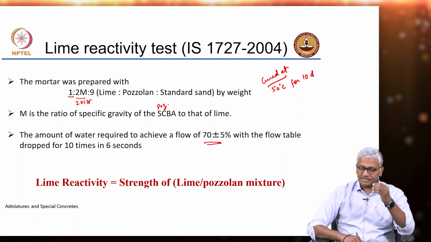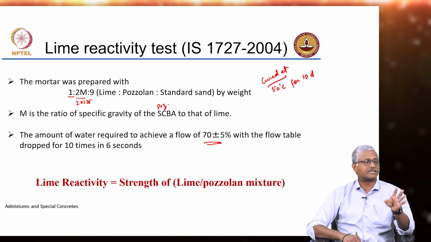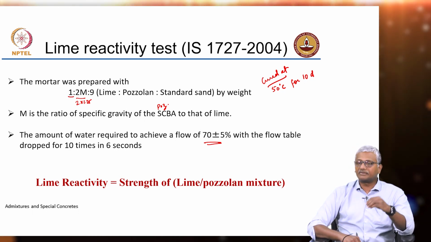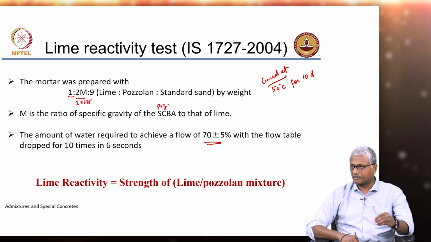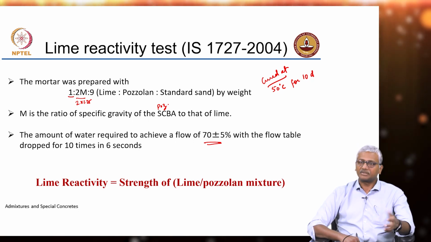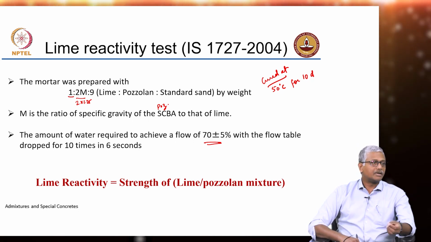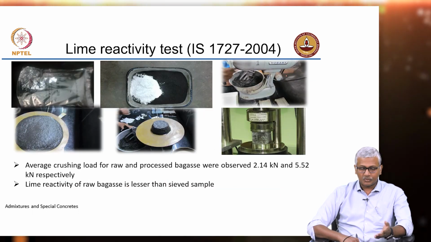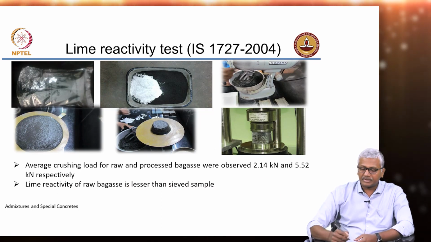So, lime reactivity is simply taken as the strength of the mixture, that is it. There is no comparative strength that you do with just lime. So, the strength of the mixture in megapascals is your lime reactivity. Okay. So, that is what is shown here. The compression test is done.